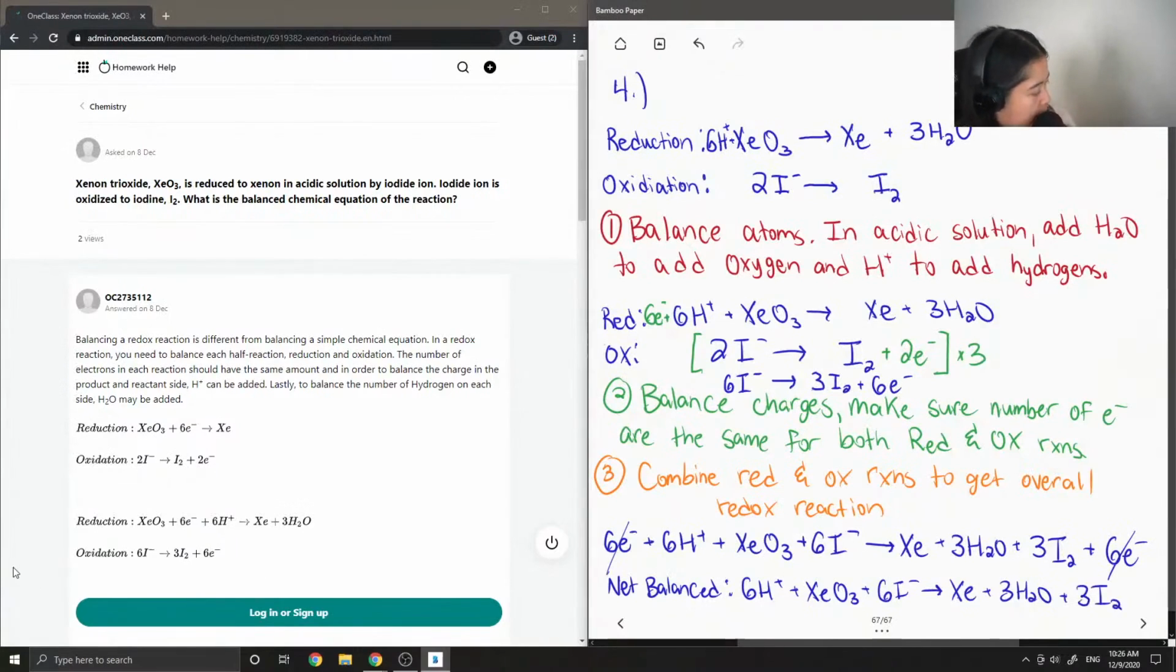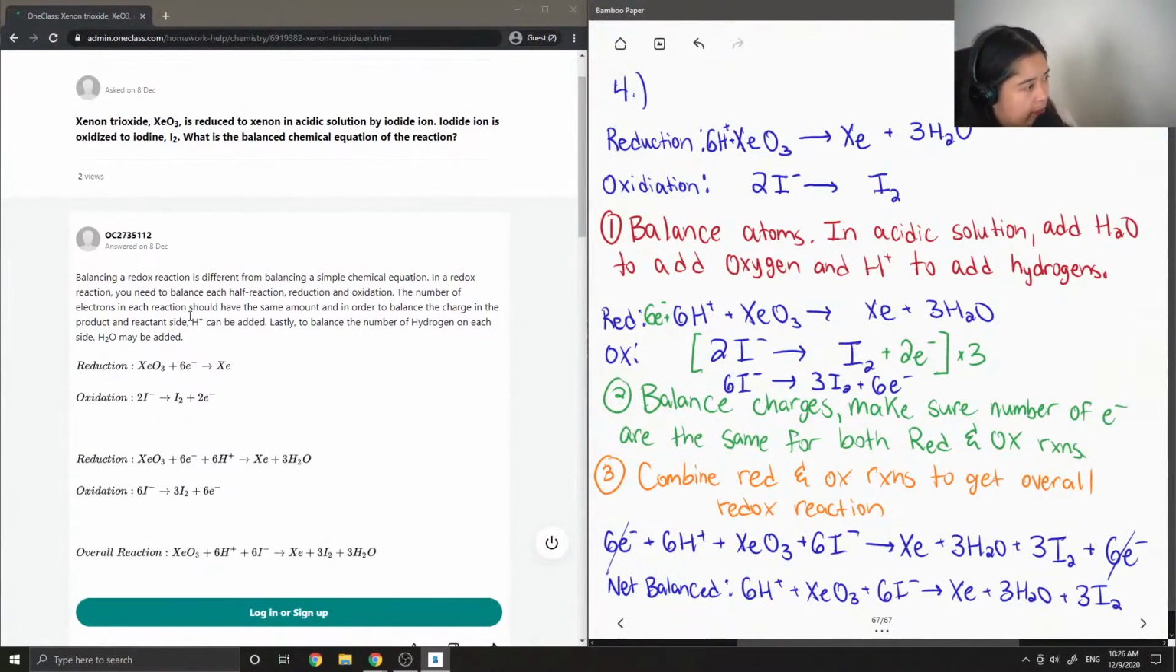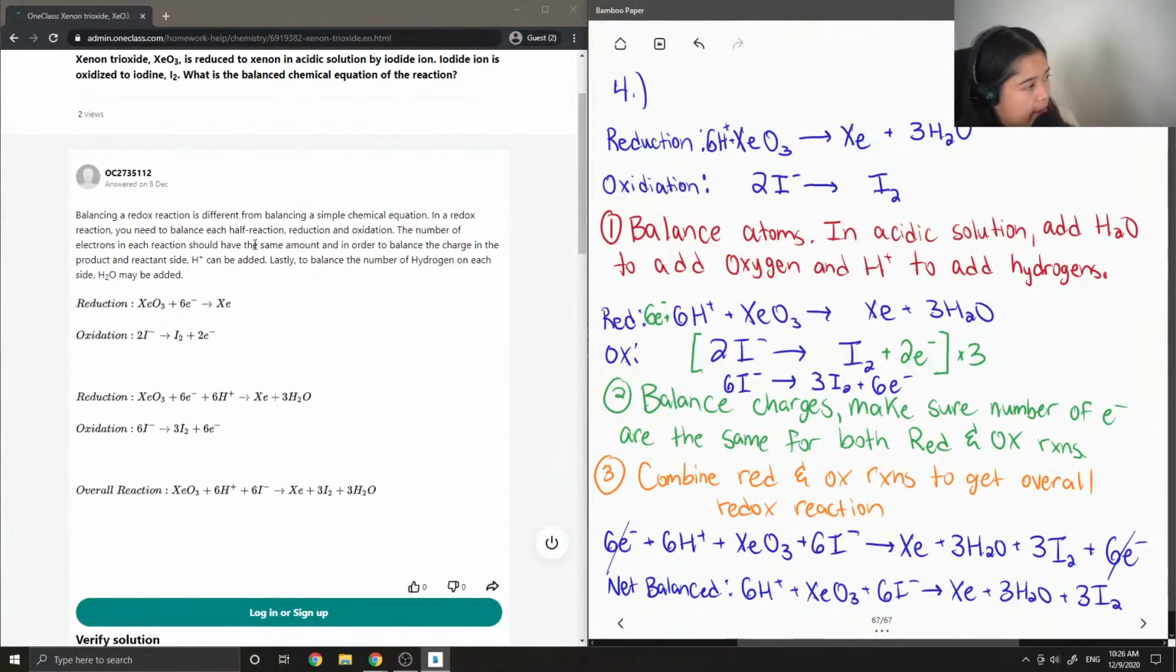Okay, so now let's see what the junior tutor said. Balancing a redox reaction is different from balancing a simple chemical equation. In a redox reaction, you need to balance each half reaction, reduction and oxidation. The number of electrons in each reaction should have the same amount, and in order to balance the charge in the product and reactant side, H plus can be added. Lastly, to balance the number of hydrogen on each side, water can be added.